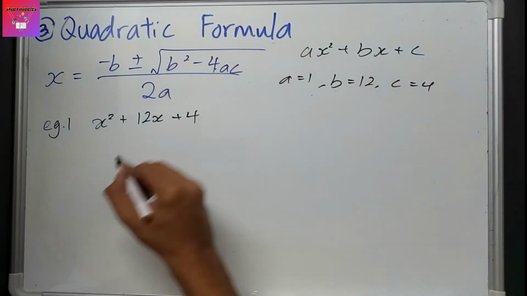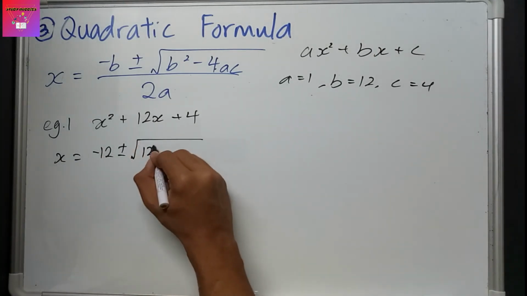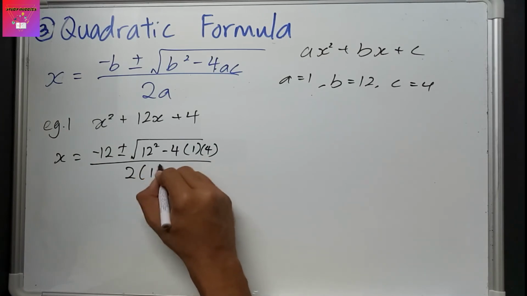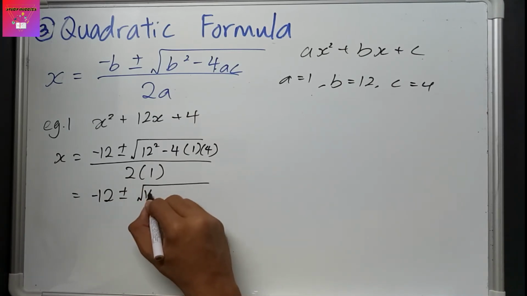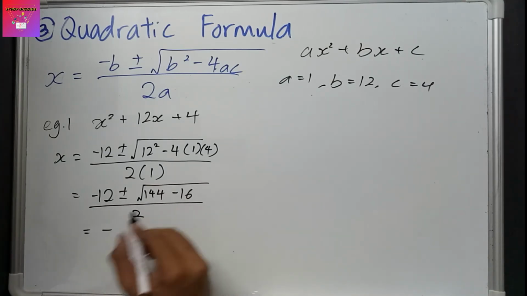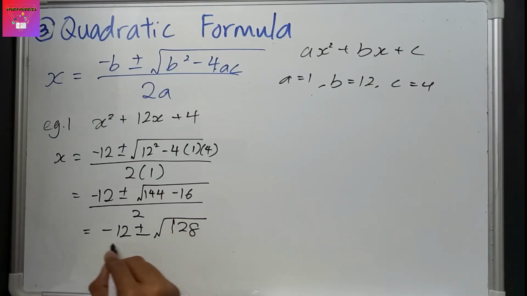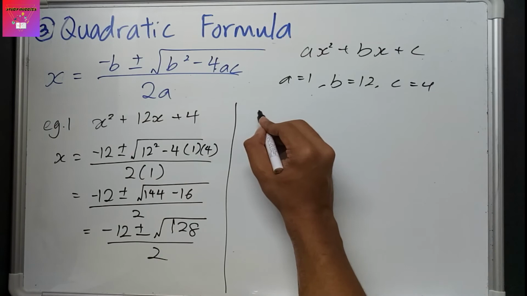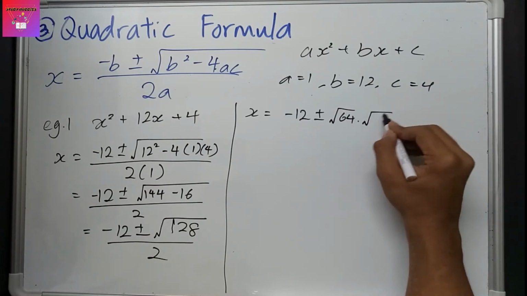is equal to 4. So we just substitute inside this equation, where we are going to get negative 12 plus minus the square root of 12 squared minus 4 times 1 times 4, over 2 times 1. So by solving this, we are going to get 144 minus 16 over 2. So 144 minus 16, we are going to get an answer of 128 over 2. So now let's try to simplify root 128, and the answer is going to be negative 12 plus minus root 64 times root 2.